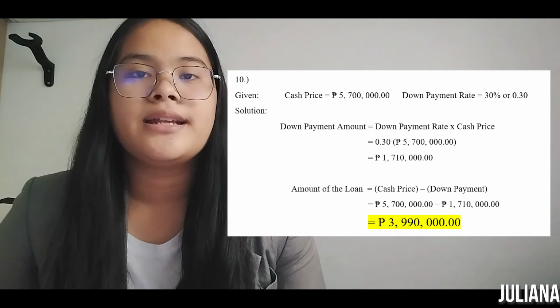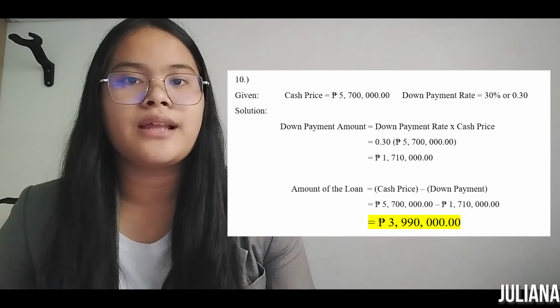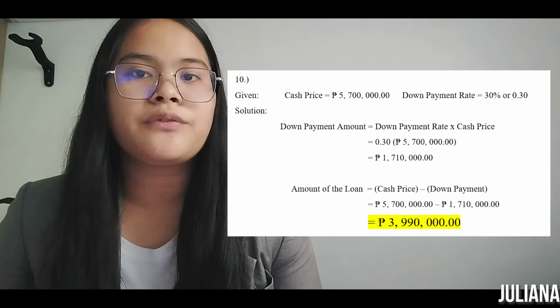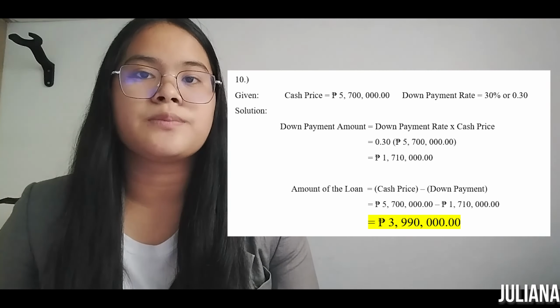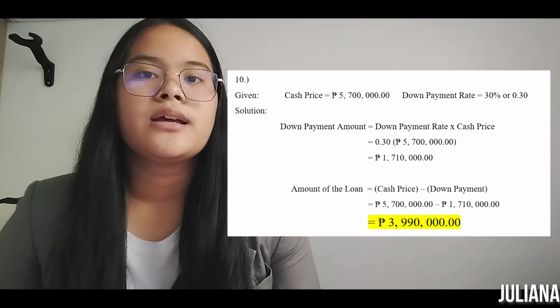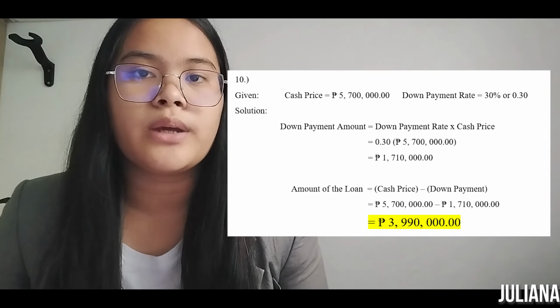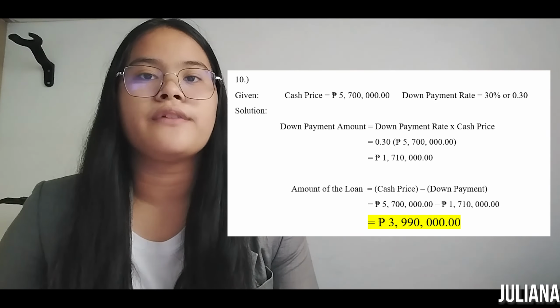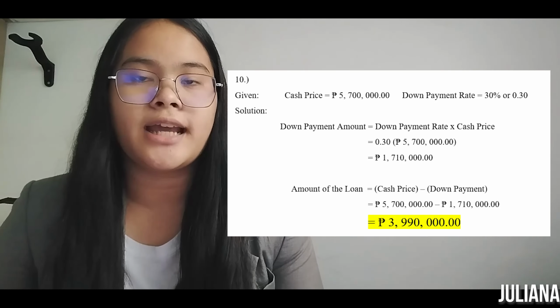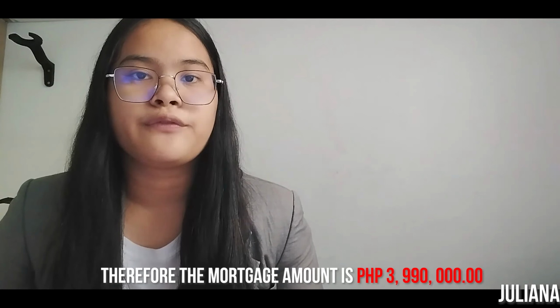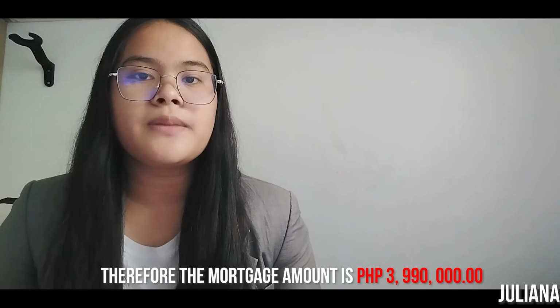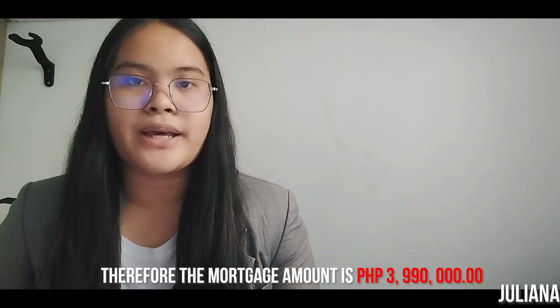1,710,000 pesos. Next, we can now find out the mortgage amount by using the formula down payment subtracted from the cash price. By substituting the following, then we'll have a mortgage amount of 3,990,000 pesos. Therefore, the mortgage amount is 3,990,000 pesos.